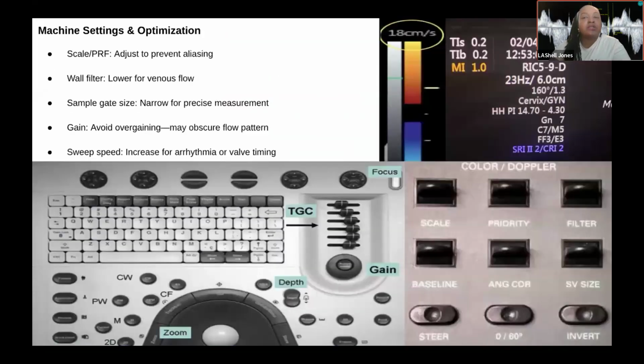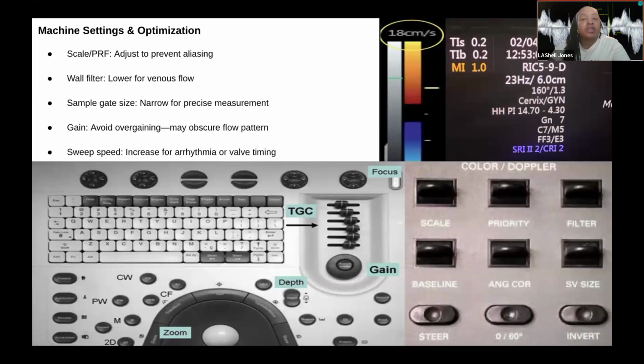Okay, now before we start to monitor, we have to change some settings on our machines. And so you want to adjust your scale in PRF. You want to adjust this to prevent aliasing. If you have it too low, it may show too much flow. If you have it too high, you may not see enough information. So you want to keep that in mind.